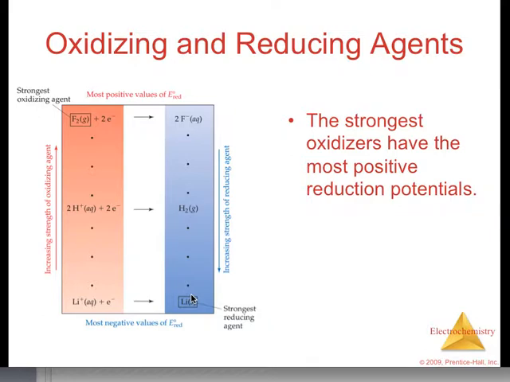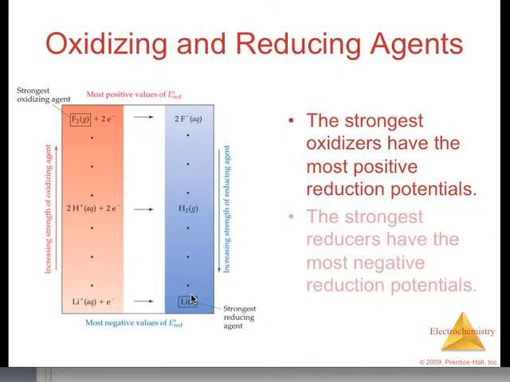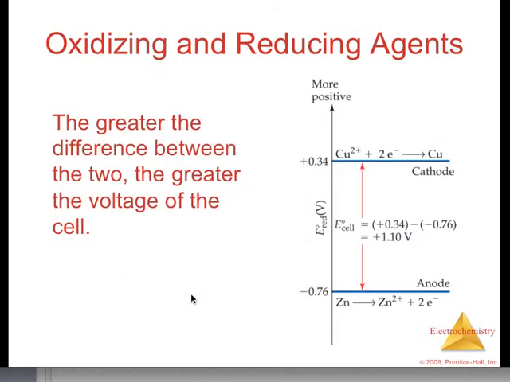Okay, so the strongest oxidizers have the most positive reduction potentials. The strongest reducers have the most negative reduction potentials. The greater the difference between the two, the greater the voltage of the cell.